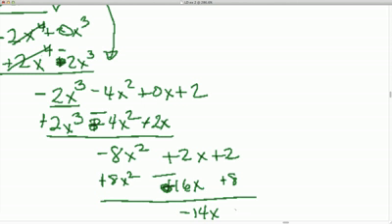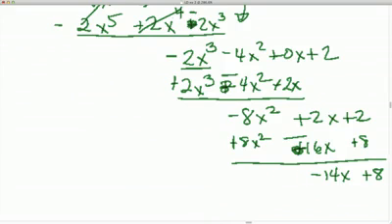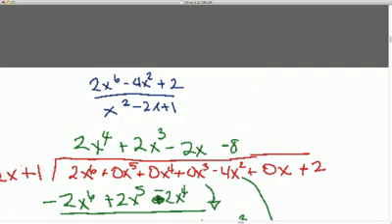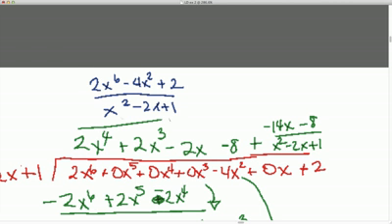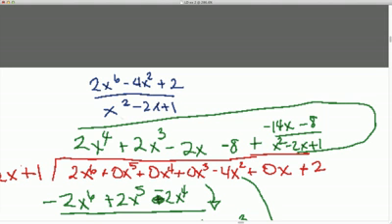Now the power of x is 1 here and 2 up there, so we're done. Thank goodness. So it's a long problem, negative 14x. So we're going to do plus the remainder, minus 8, over the divisor. And you're done. So it's just repeating the same thing over and over.